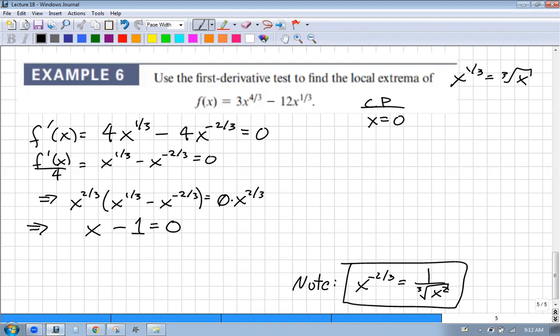See how quickly that cleaned up? It went from some crazy exponents to this. Therefore, x equals 1. Hopefully I didn't do anything that lost a solution there. Do y'all follow this step? Questions about that? Come on, I know some of y'all have questions. Okay, so the critical points are at 0 and at 1.